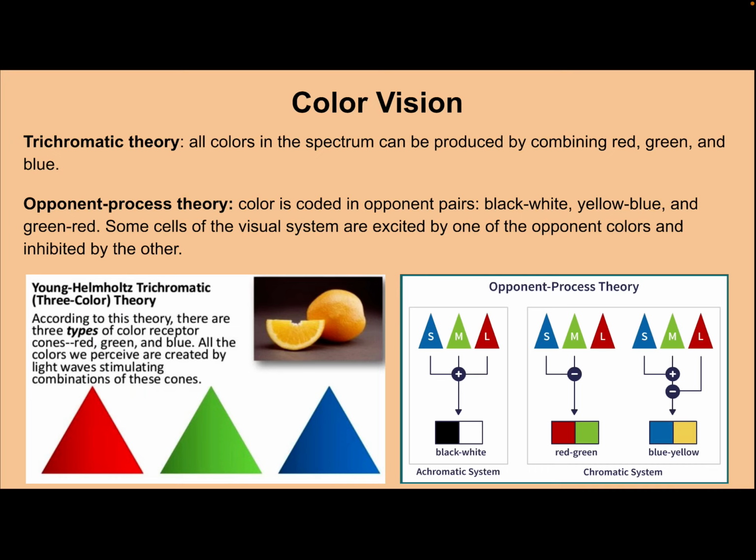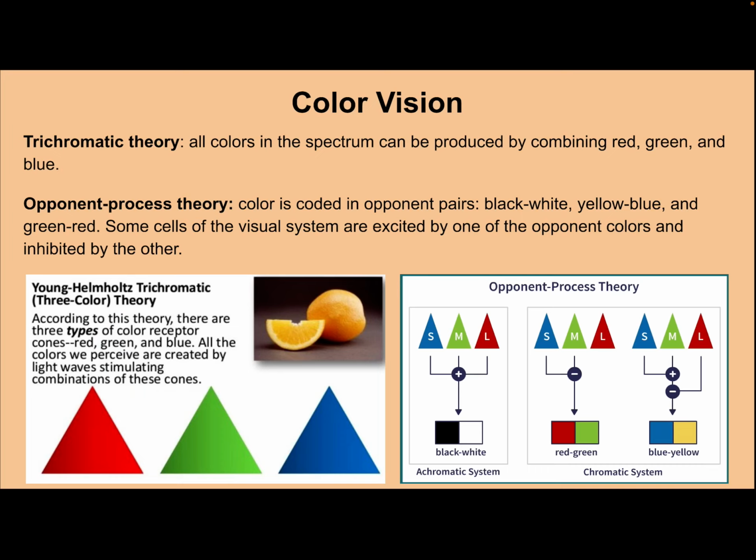And when you see green, the green part gets excited and the red part gets inhibited. One way that we can see in our real life that this is true is that we never see a reddish green or a bluish yellow, right? That's just not a thing. We can't really see red and green at the same time in the same color.